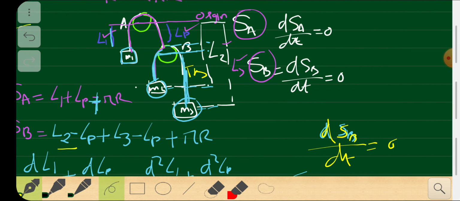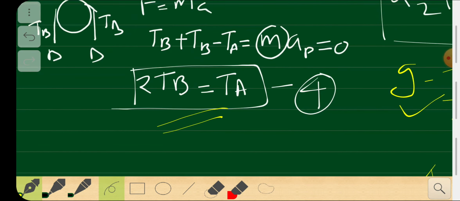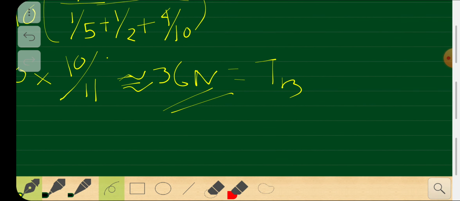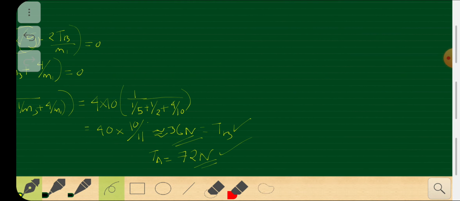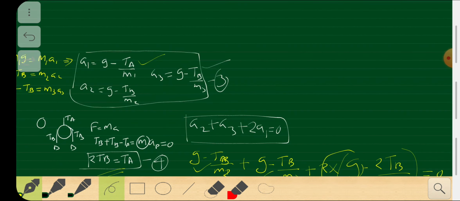Now I need to find out Ta, right? So for that I have a very good equation here. 2Tb is equal to Ta, so I just substitute that. So Ta is equal to 2 times Tb, that is 72 newtons, right? I found out Ta and Tb. Now that I know Tb, which is 36 newtons, I can use it in this equation, equation 3.